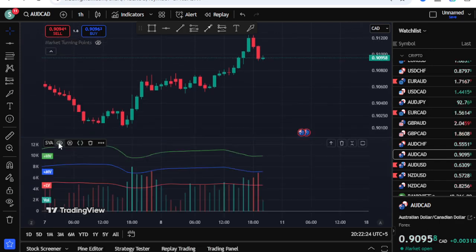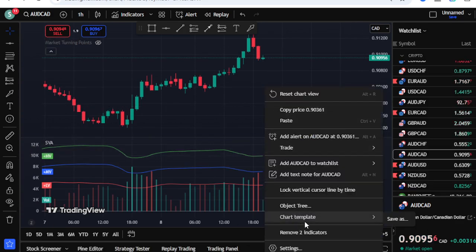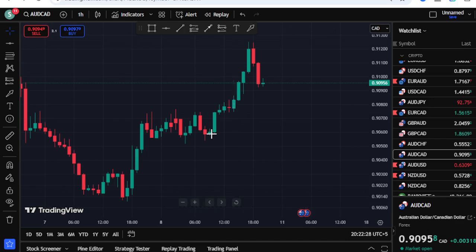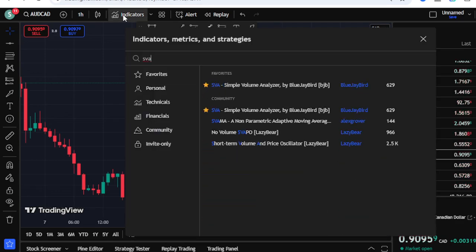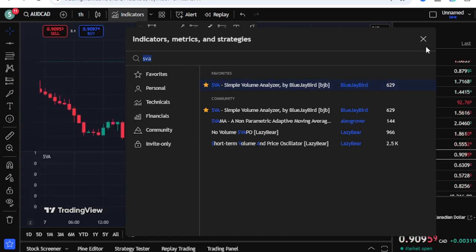Now let's talk about the indicator here. I'm just going to delete the indicator and let's add it again. You need to write SVA on TradingView, and this indicator will come, called Simple Volume Analyzer by Blue Jaybird. And you can see that we have so many likes on this indicator as well.